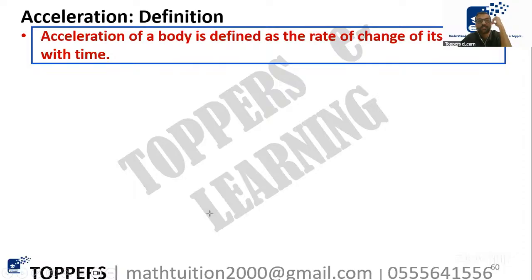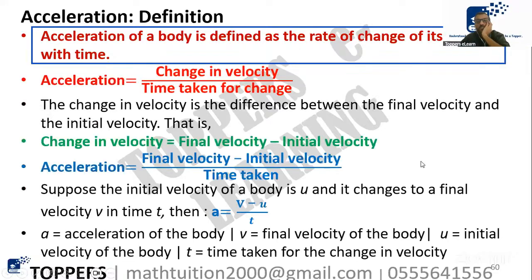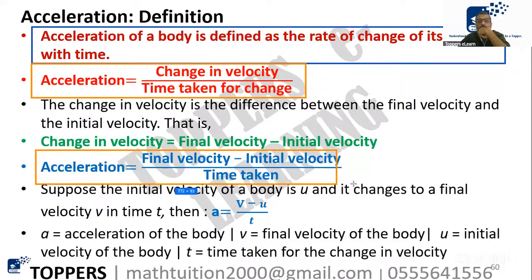So what will be the formula for acceleration? Final velocity minus initial velocity by time. It will be change in velocity by change in time, right? How will you find change in velocity? Change in velocity we can find by using final velocity minus initial velocity. Time duration is final time minus initial time, or if the total time duration is directly given, we can take that.